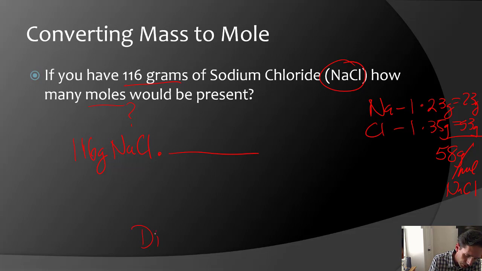This is called dimensional analysis. This is where we show how units go away. This is an important math skill in this class that you're going to need to learn. So here it goes. Are we ready?